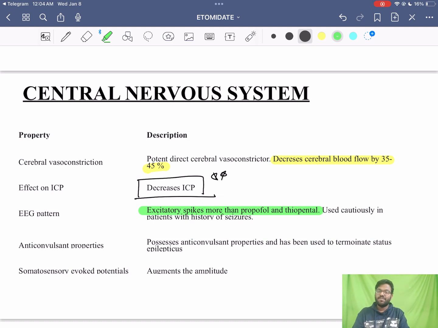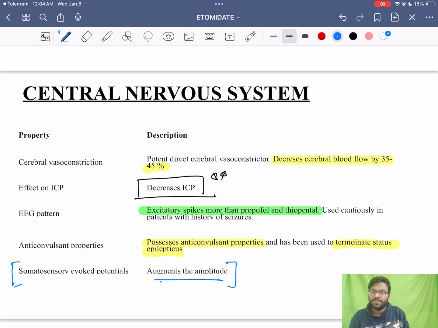So when you give ETOMIDATE in a patient having a history of seizures, you give it very cautiously. But it also has anticonvulsant properties, and it is definitely used in the algorithm of terminating status epilepticus. One more thing in neuromonitoring: when we see the somatosensory evoked potentials, the amplitude is augmented.